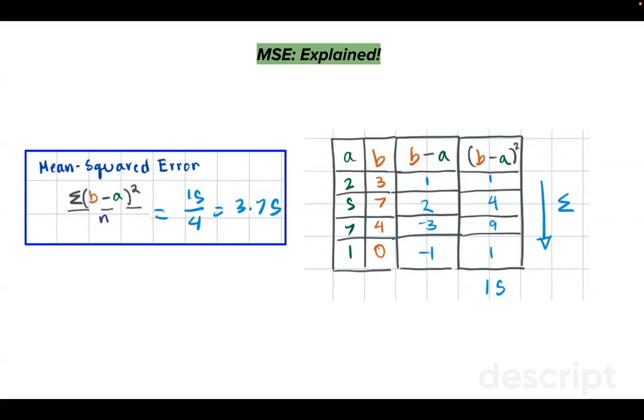So what does 3.75 mean? Or in other words, what does mean squared error mean? Mean squared error is a way for us to measure the distance or difference between two groups of data.